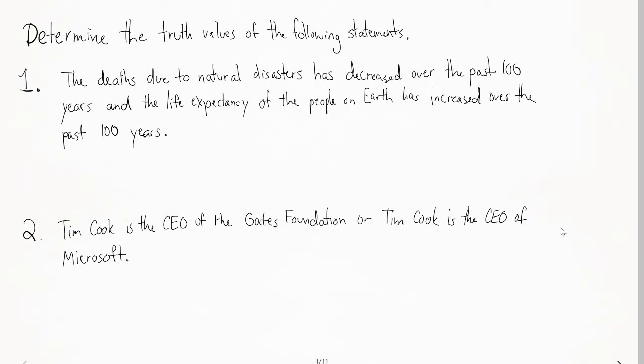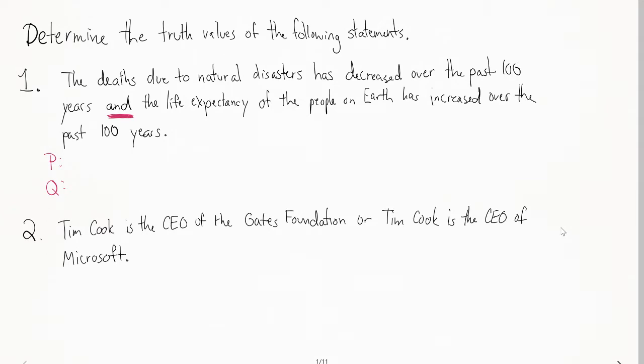So we're determining the truth values of the following statements. The first one: the deaths due to natural disasters has decreased over the past 100 years, and the life expectancy of the people on Earth has increased over the past 100 years. Anytime you see something like this, where you have some statement and we want to determine its truth value, we need to find if there's any logical connectives. So in fact there is. If you look, the logical connective is "and", so that means we're broken up into two statements. We have a P statement essentially and a Q statement, and that's what I'll write right here. This is a good way to approach these problems.